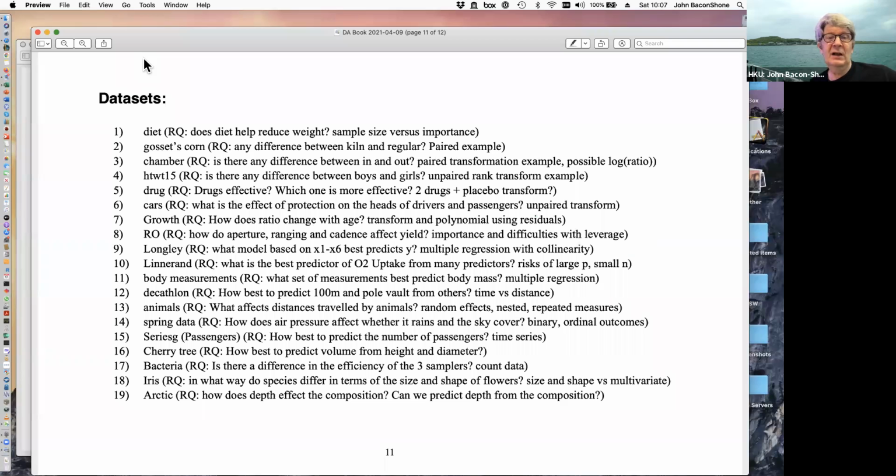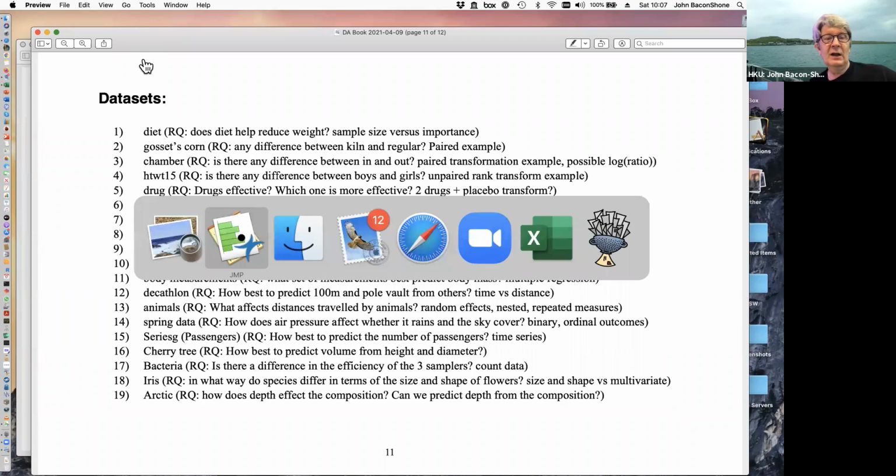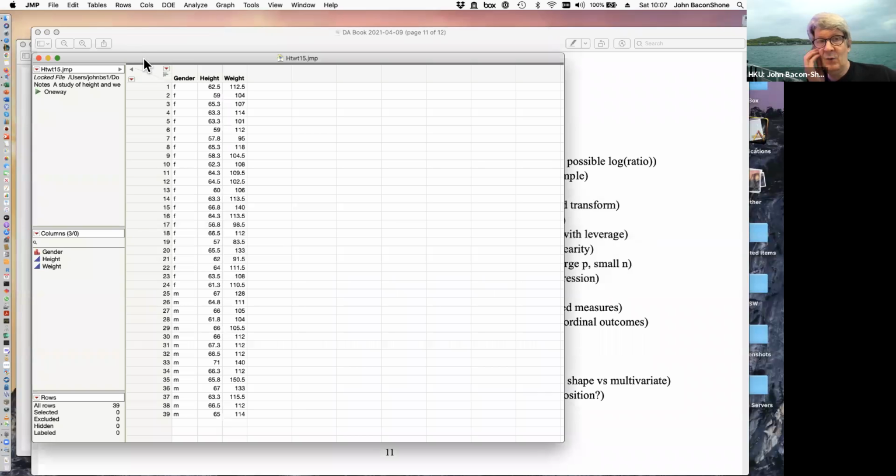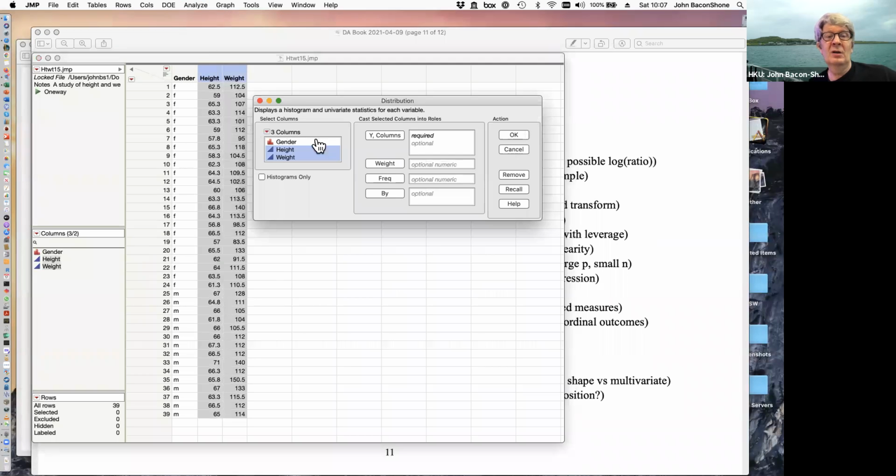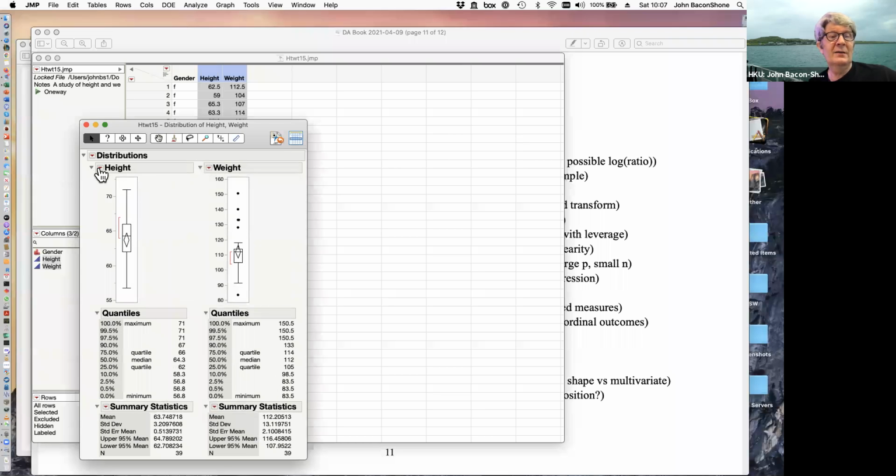So I've actually not said which it is. So let's look at this. We've got the height and the weight. So if we look at the distribution, we can first of all look at height and weight.